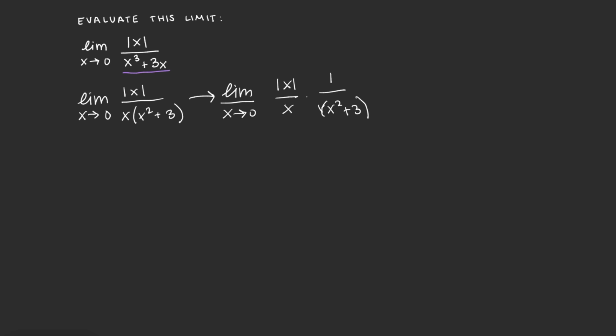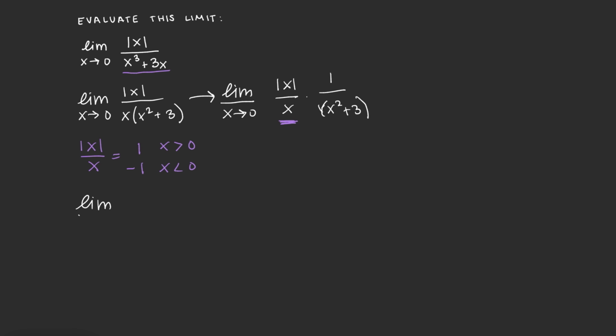We just separated it into two parts. So first, let's focus on this term right here. The absolute value of x over x will equal 1 if x is bigger than 0, and it will equal negative 1 if x is smaller than 0. Those are our only two options, so we're going to evaluate our original limit once with a positive 1 and once with a negative 1.